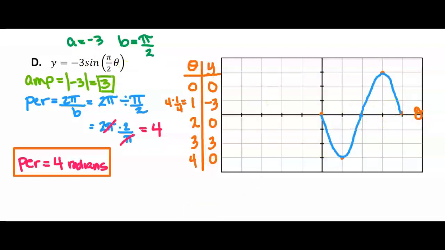So that's one cycle of sine. We should probably label these 1, 2, 3, and 4. And then we can get another one from negative 4 to 0. So 0, minimum, 0, max, 0. And that would be our second cycle of sine.